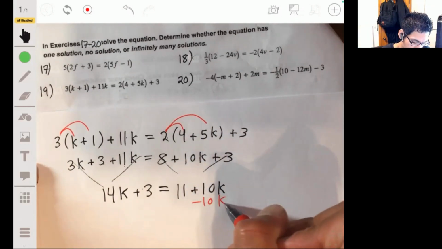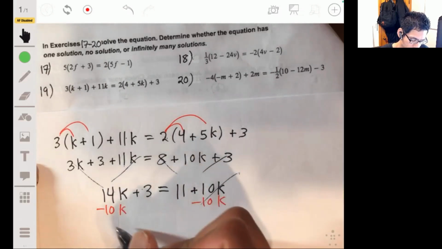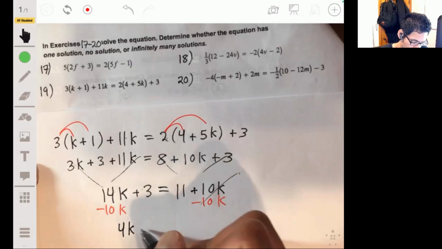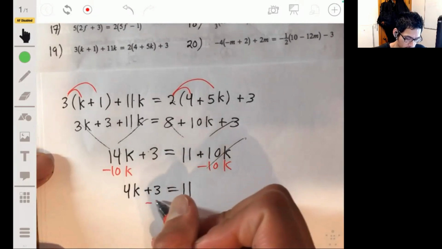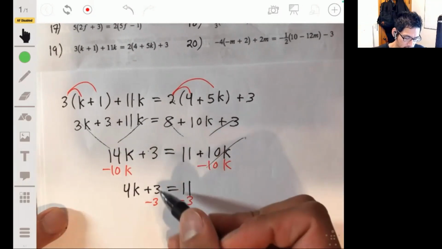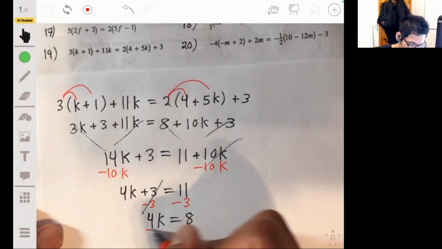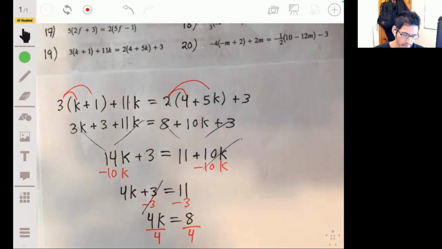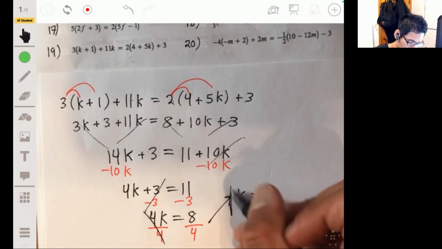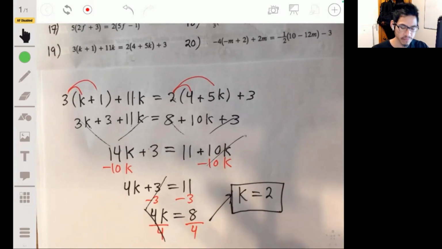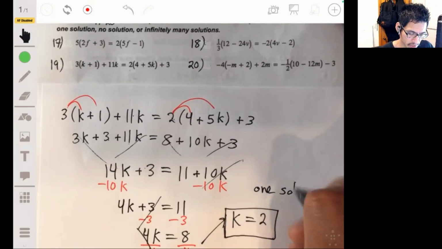Let's take away 10k from both sides, like so. 14k minus 10k, 4k plus 3 equals 11. Take away 3 from both sides. 4k equals 8. And divide both sides by 4. And you get k equals 2. So this is the value of k that will make the equation true, but this means that there's one solution, or a unique solution.